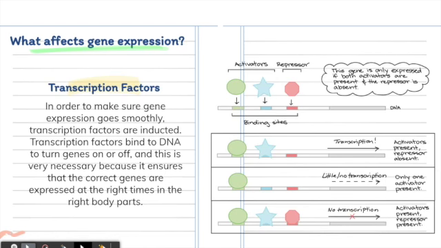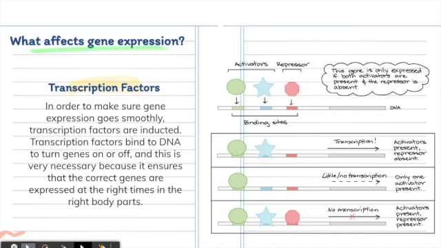What affects gene expression? Transcription factors. In order to make sure gene expression goes smoothly, transcription factors are inducted. Transcription factors bind to DNA to turn genes on or off, and this is very necessary because it ensures that the correct genes are expressed at the right times in the right parts of the body.